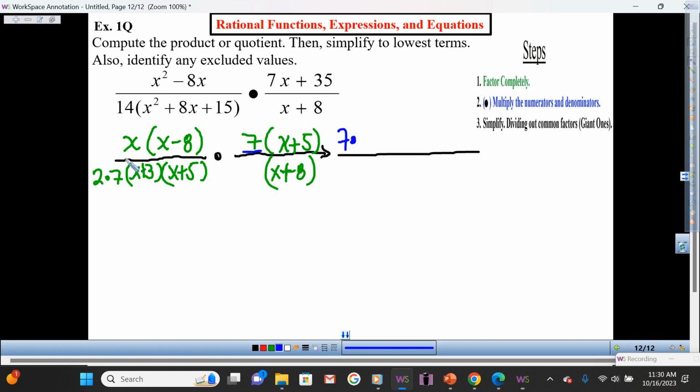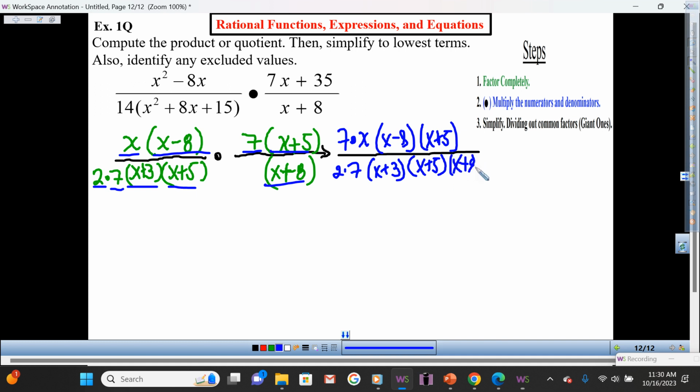7 times x times x minus 8 times x plus 5. Next, 2 times 7 times x plus 3 times x plus 5 times x plus 8. So far so good, yes?